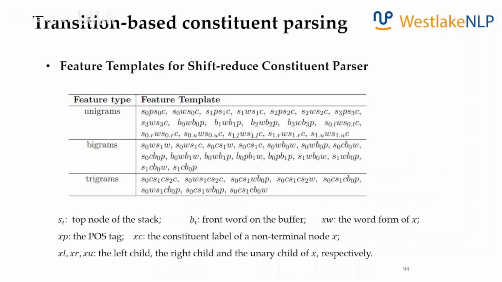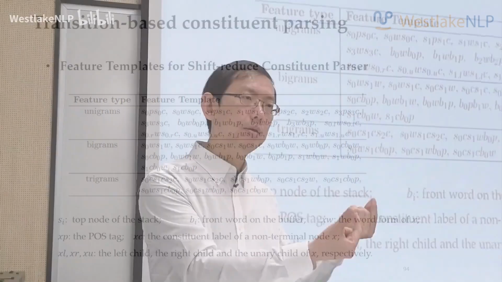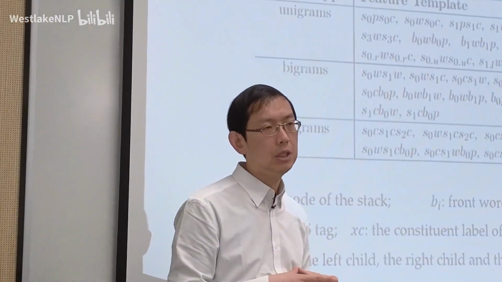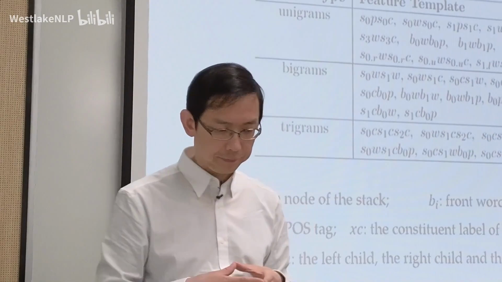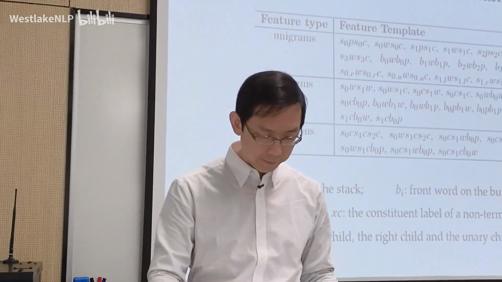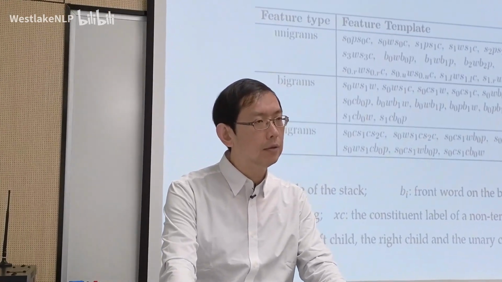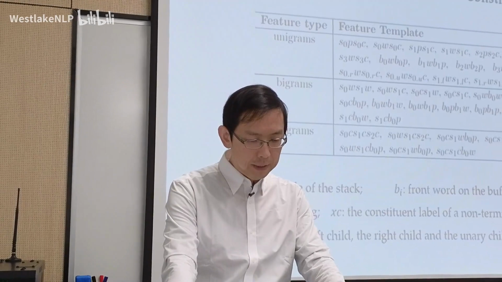In addition to extracting single node features, you could also combine two node features, such as the top node on the stack and the front node on the buffer. You combine them. So what if the top of the stack is the word boy, and the next word is likes on the buffer? This composition can also help you disambiguate next actions. I leave it to you to read the details of all these features. The next slide gives you an example.